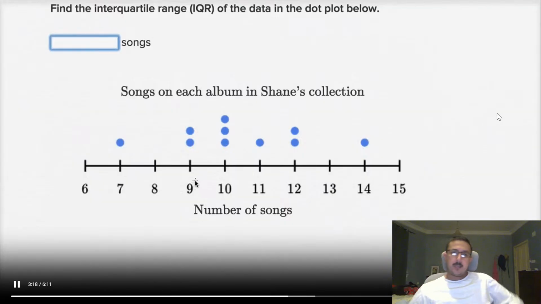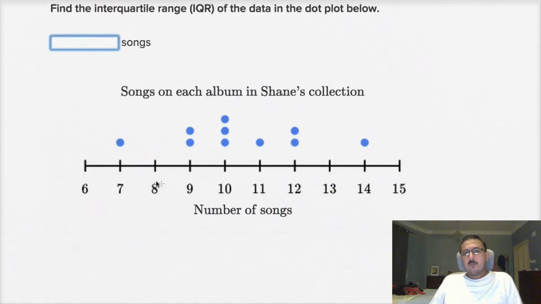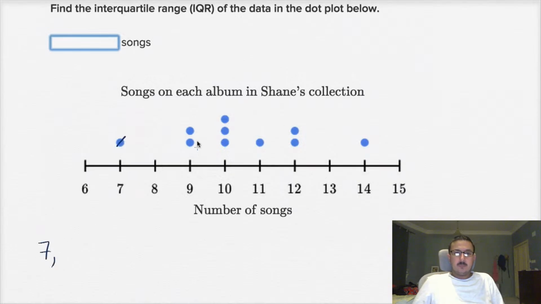I encourage you to take a shot at it. So this is just representing the data in a different way, but we could write this again as an ordered list. So let's do that. We have one album with 7 songs, so we have a 7. We have 2 albums with 9 songs, so we have 2 9s. Then we have 3 10s.